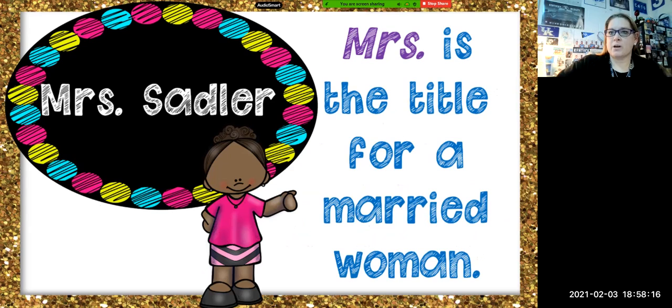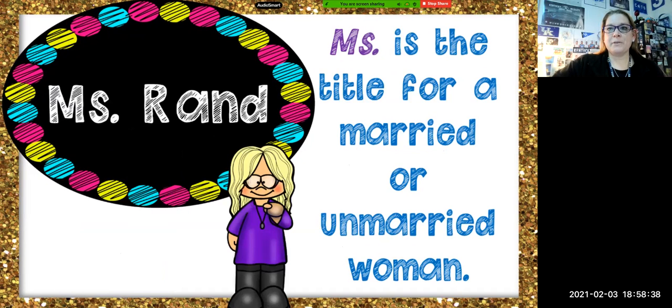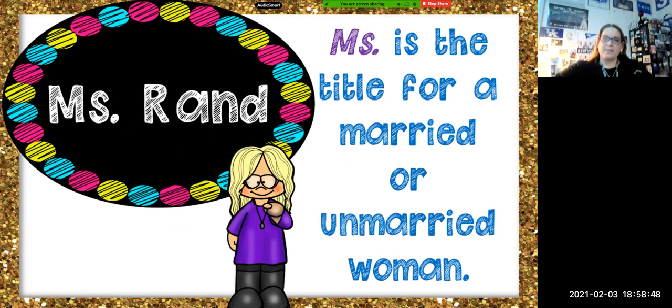Capital M R S period is the abbreviation for the title for a married woman, such as Mrs. Sadler. We learned that Miss is the title for an unmarried woman, like a younger unmarried woman, such as Miss Burks. And capital M S period is the abbreviation for the title for either a married or unmarried woman. It's their preference how they want to be labeled, okay? Like I am Ms. Kofer, I am capital M S period Kofer.